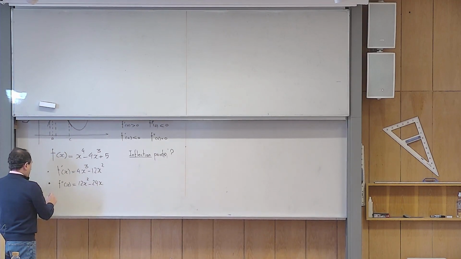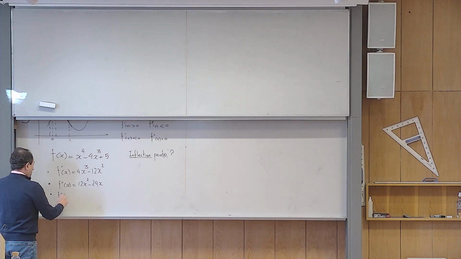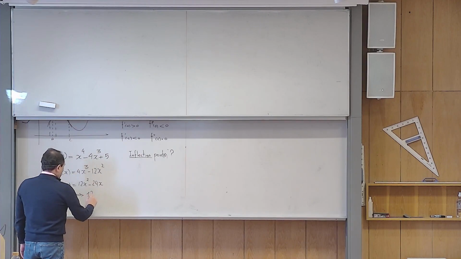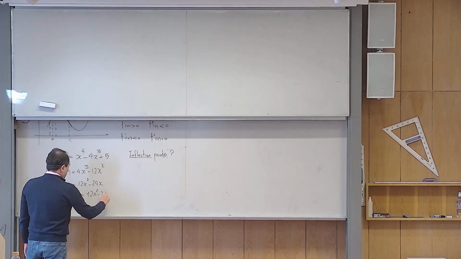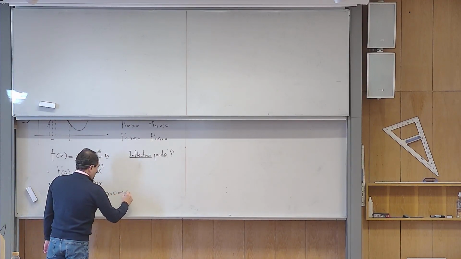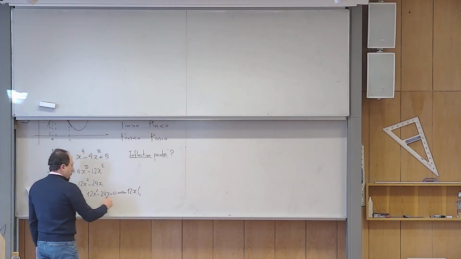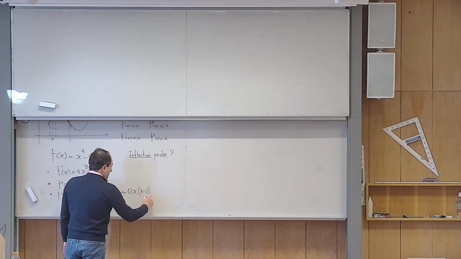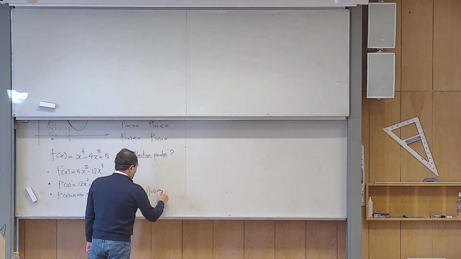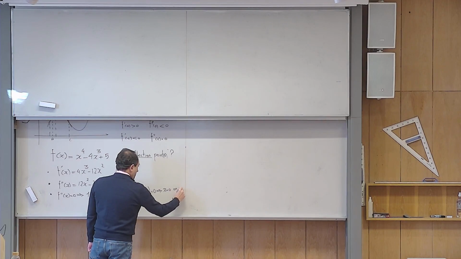Now the third step is to equate the second derivative to 0 and solve it. This is a quadratic equation. It is easier in this case to factorize it. We can do it faster. If I factor 12x out, then it becomes 12x times x minus 2 equals 0. And then what can I conclude? I can conclude that either x is 0 or x is 2.